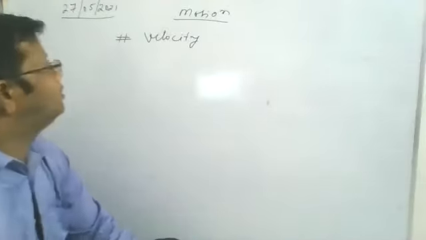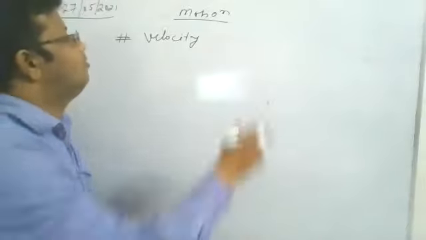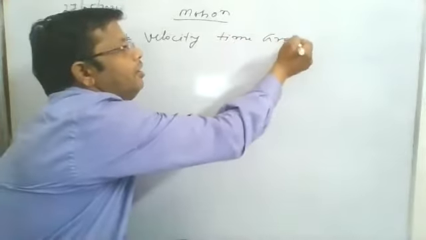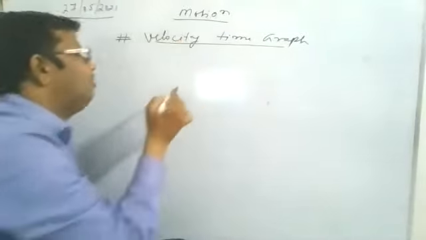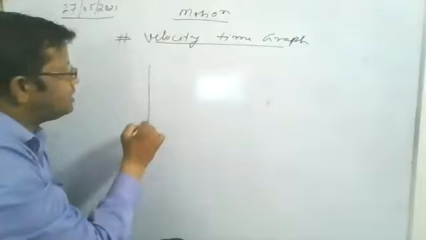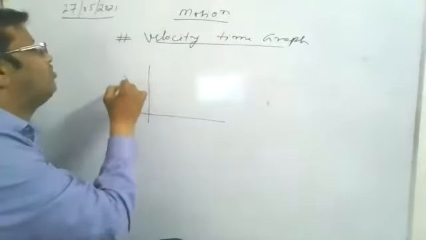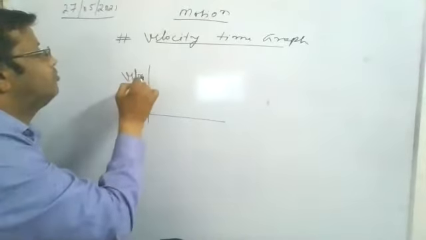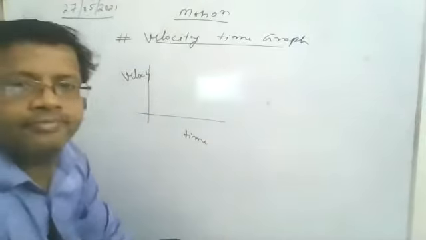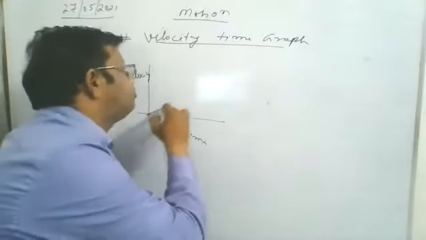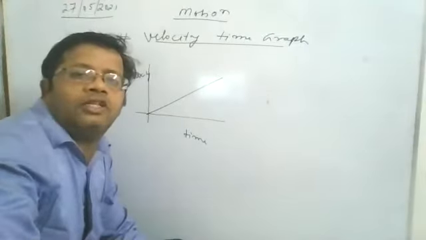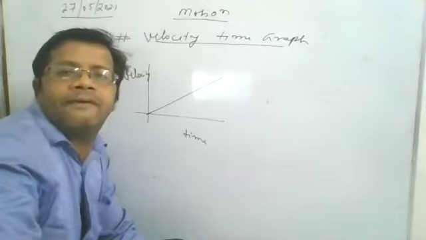Our topic is velocity time graph. But see here, when we draw any graph, on the y-axis we are taking velocity, and over the x-axis we are taking time. And this is the graph. Can you tell me what is the slope of the graph?